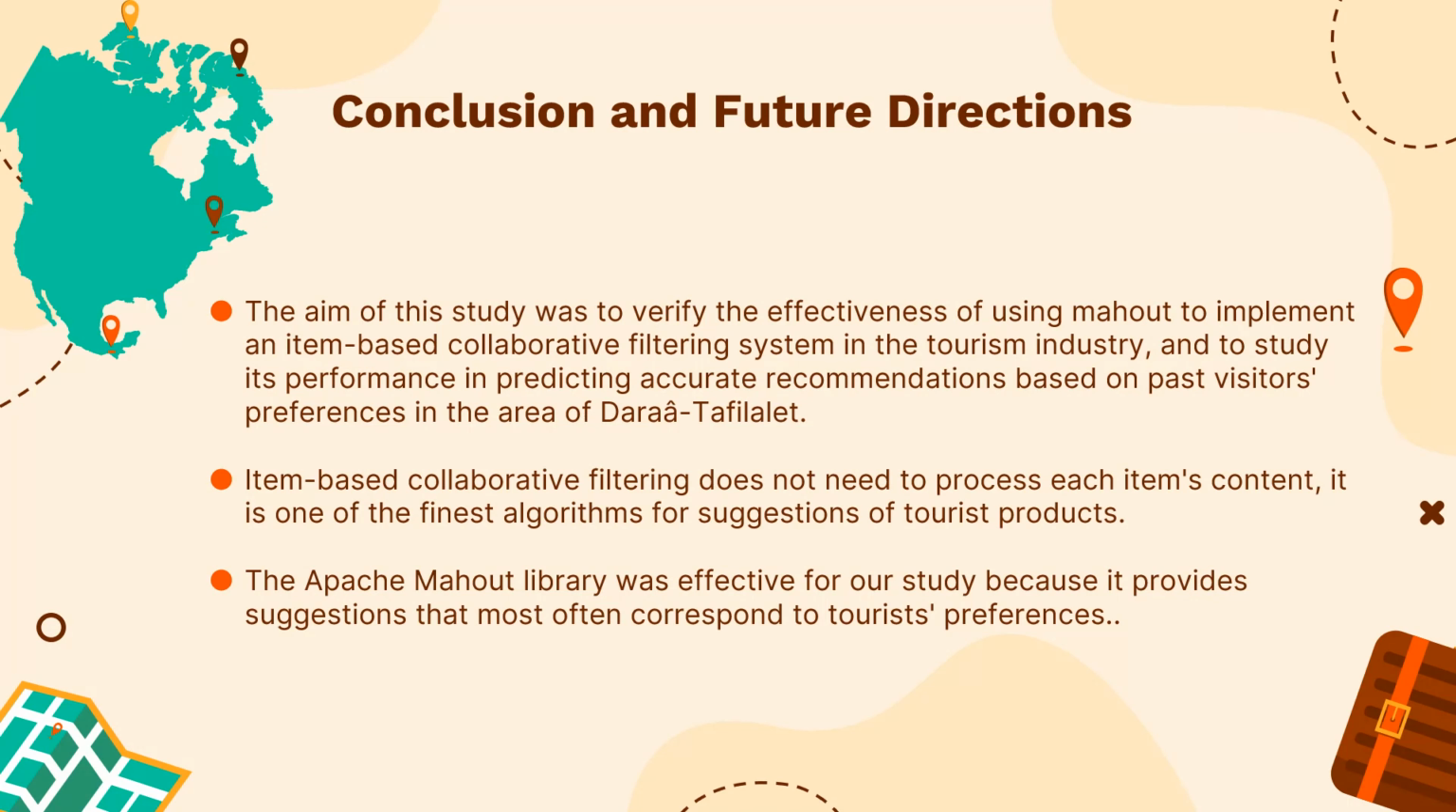Item-based collaborative filtering does not need to process each item's content. It's one of the finest algorithms for suggestion of tourist products. The Apache Mahout library was effective for our study because it provides suggestions that most often correspond to tourist preferences.